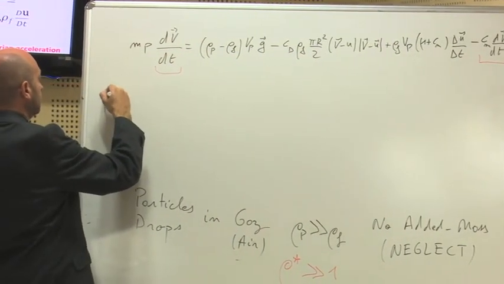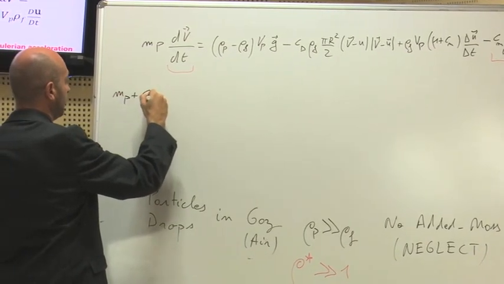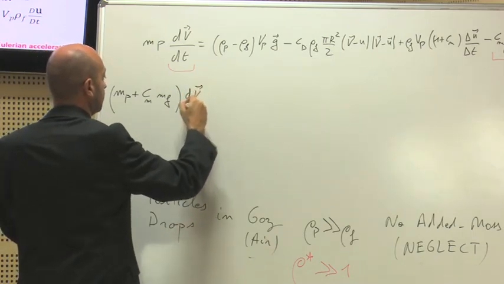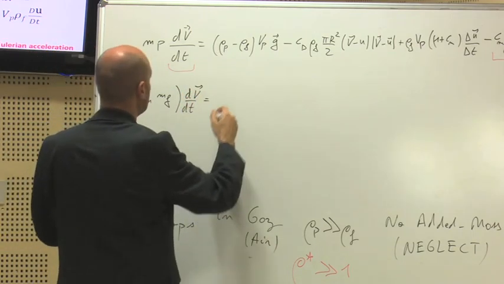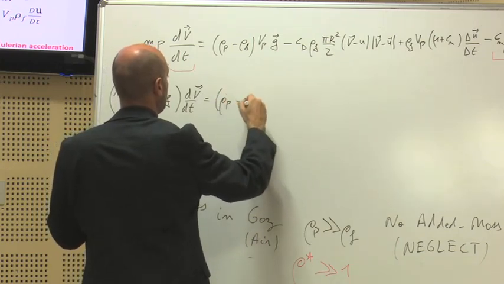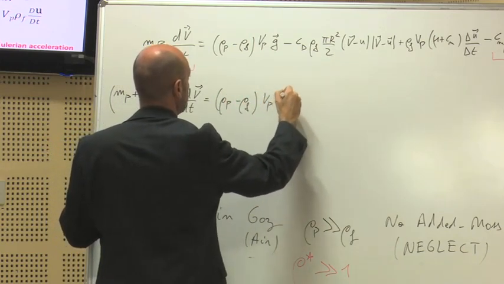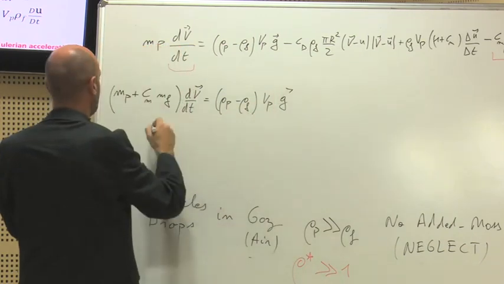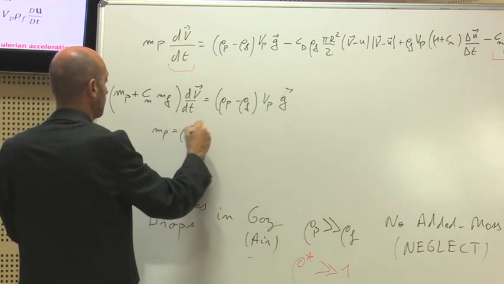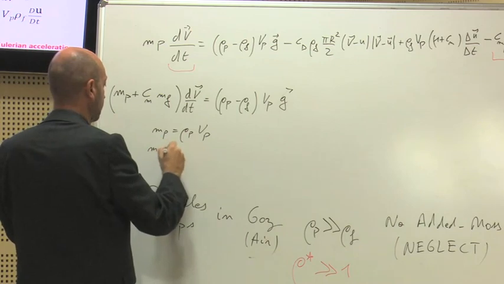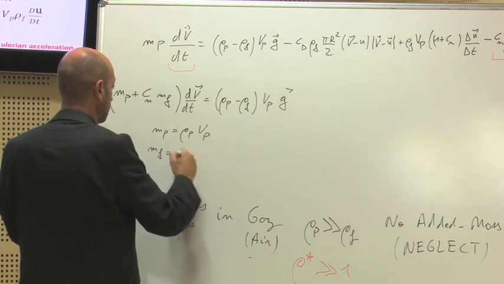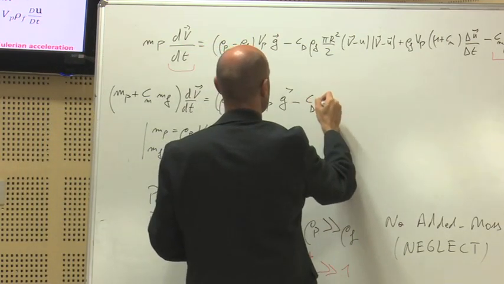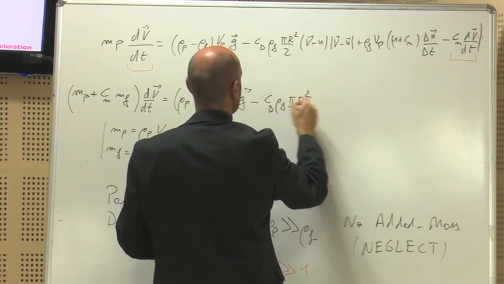So that will be mp plus Cm mf, dv by dt, equal to rho p minus rho f Vp g. Okay, so mp is rho p Vp, mf is rho f Vp, and we have the drag, Cd pi r squared over 2.